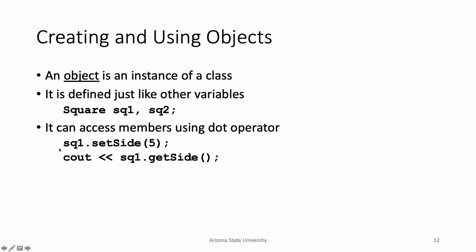So looking at this, what can we infer about the set side function? Is it private or public? Yeah, public. What about get side? Is it private or public? Public, yeah, because we're accessing it via the dot operator. So we're looking at the object SQ1 and saying dot operation in this case. So it's public, it can't be private.